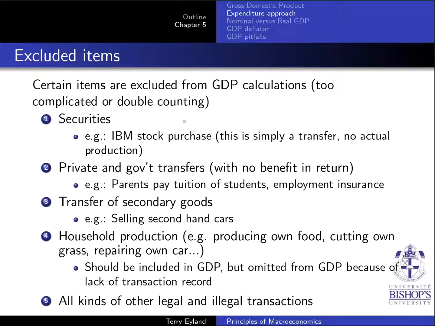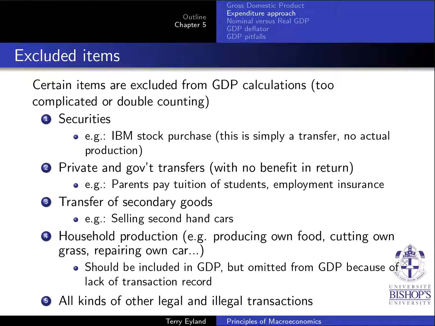Different things to keep in mind. I kind of talked about this a little bit here. So securities are not counted, especially if you just buy stock that was already issued. We're not talking about IPOs here, so stocks that were already on the market, and this is a transfer in ownership. Same thing as private and government transfers if we're just talking about monetary transfers.